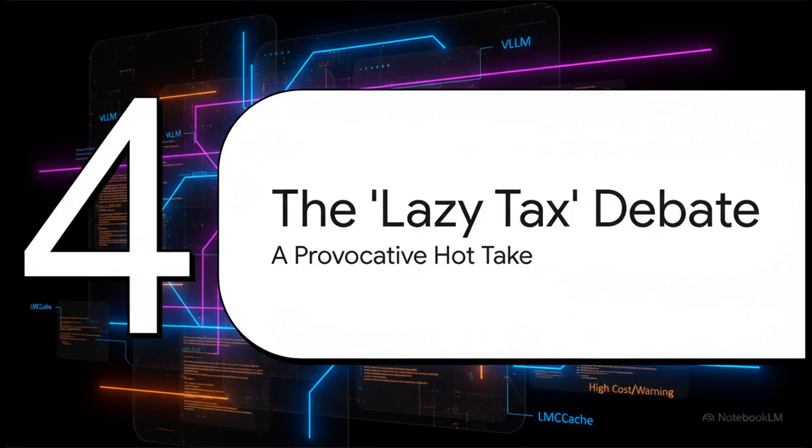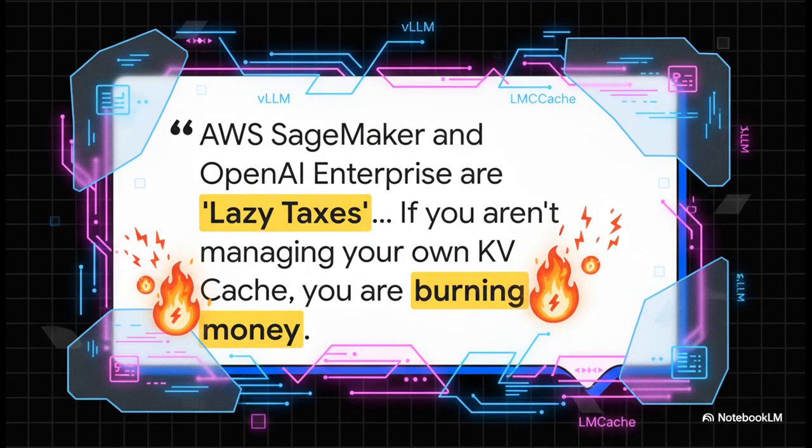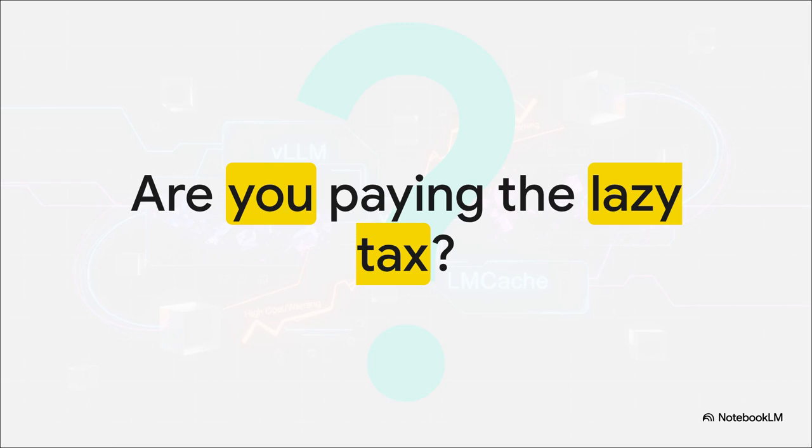So you take all these layers, vLLM, LMCache, multi-LoRA, and SkyPilot, and you put them together into this unbelievably efficient stack. And that brings us to a pretty provocative conclusion from the source material we're looking at today. The argument goes like this. Using big, off-the-shelf platforms like AWS SageMaker or OpenAI Enterprise, it's like paying a lazy tax. You're paying a huge premium just for the convenience. The core idea is that if you aren't managing your own KV cache and optimizing your stack, you are literally just burning money, period.